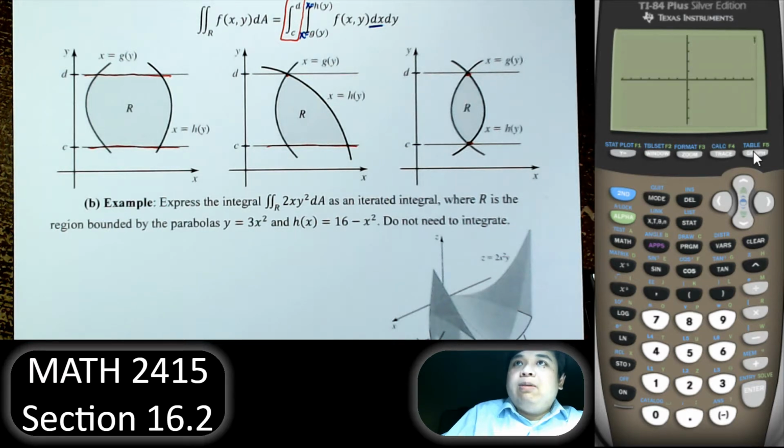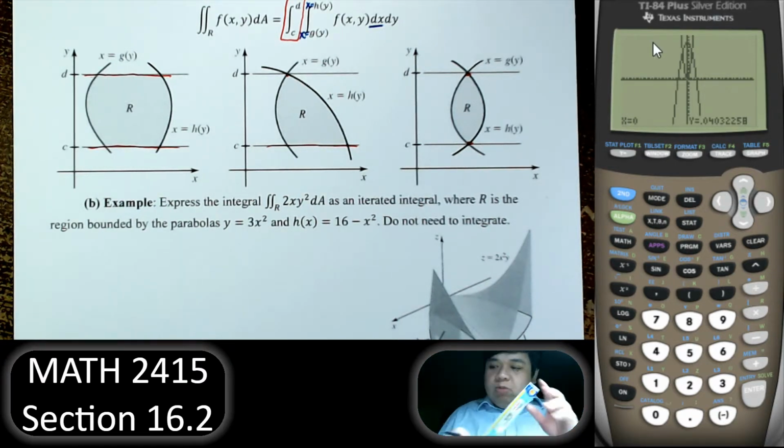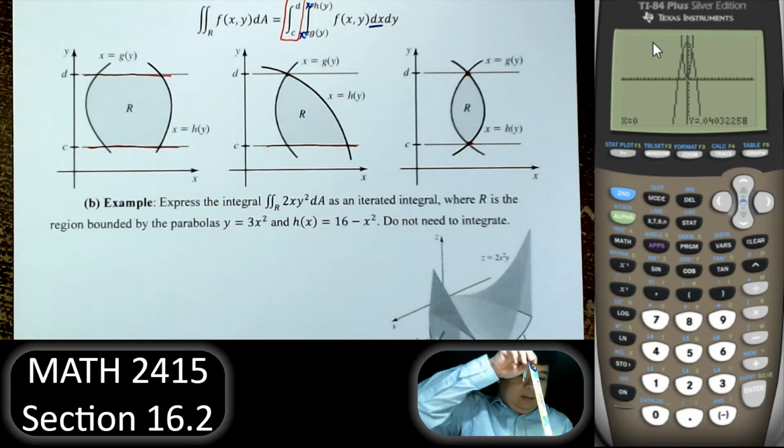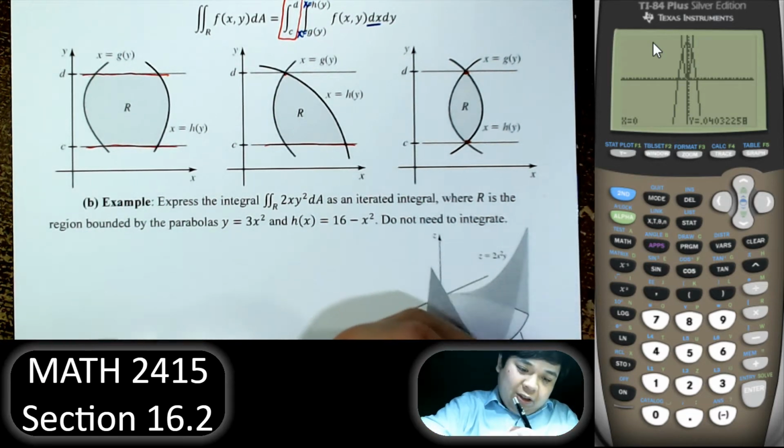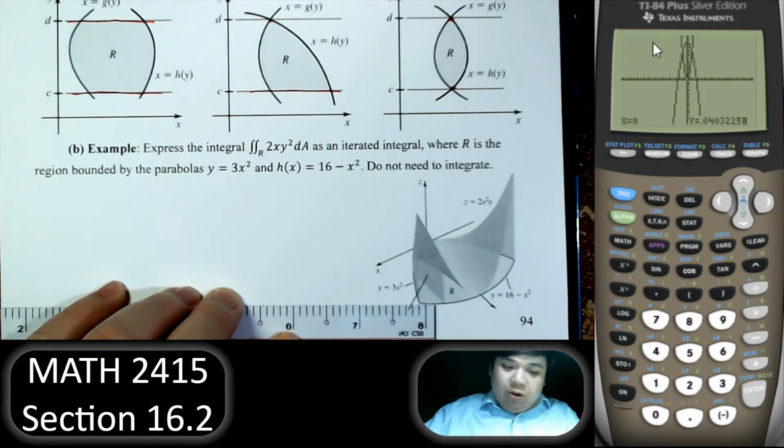Let's see the graph. It looks like one parabola here and one parabola on the top. Let's zoom out and see what happened. So we have one parabola opening up and one parabola opening down. It looks like there's the intersection. So let's just draw a sketch here.